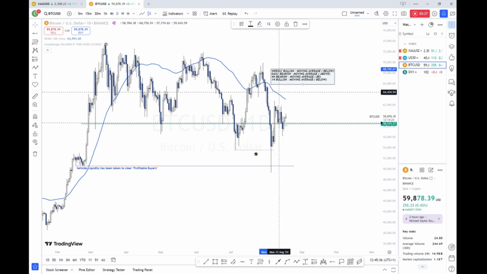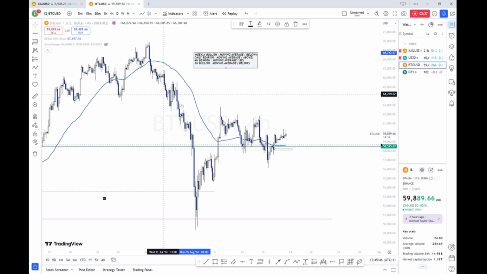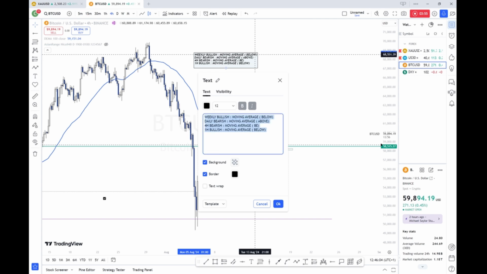Now my daily time frame is bearish and the moving average is above. What happened is this 4 hours is bullish, sorry. My moving average is below. Before, when I wrote this, I think it was on Friday then. So now my moving average is below. So I'm going to make a correction here.